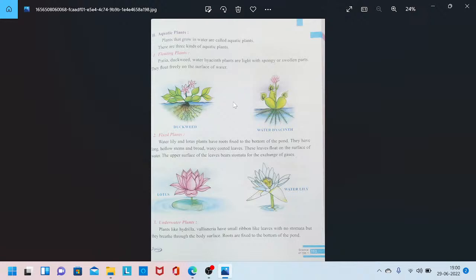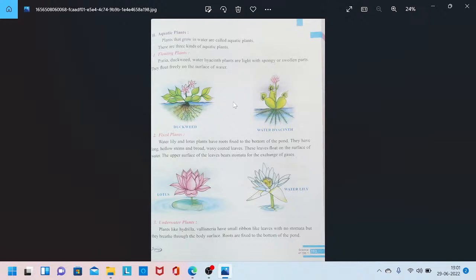Floating plants. What are the floating plants? We will be seeing them, right? Most of our ponds are filled with these actually. Pistia, duckweed, water hyacinth plants are light with spongy or swollen parts. They float freely on the surface of the water. So these plants, duckweed and water hyacinth, grow above the water.